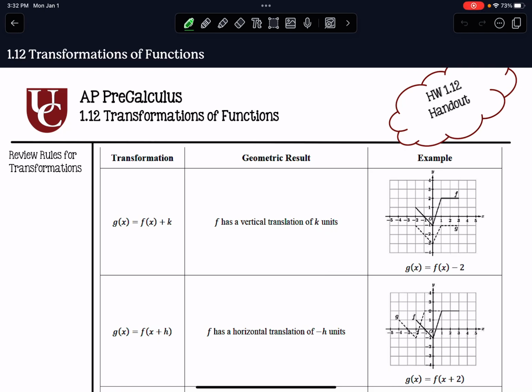Hello, this is Mrs. Davis. I'm doing notes for AP Pre-Calculus Lesson 1.12 on transformations of functions.